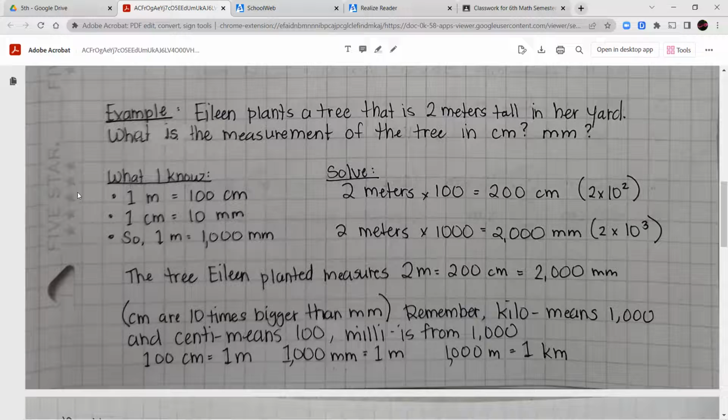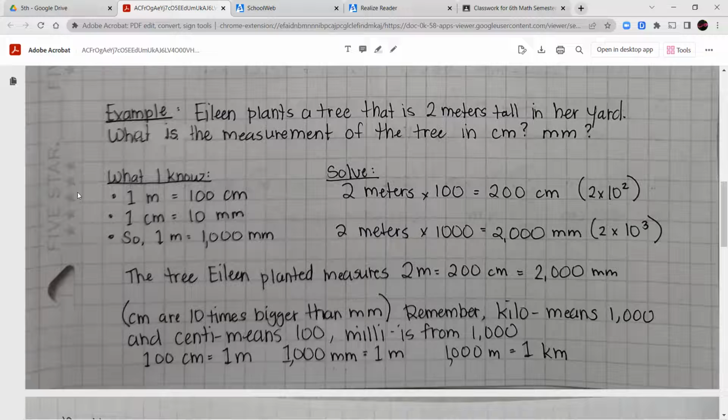Now, to solve, I want to convert 2 meters into centimeters. So I know there's 100 centimeters in a meter. So I'm going to do 2 times that 100, which is going to give me 200 centimeters, or 2 times 10 to the power of 2. To find it in millimeters, I'm going to do 2 meters times the 1,000 millimeters in 1 meter. So that's going to be 2 times 1,000, which is going to give me 2,000 millimeters. Or I can write it using powers of 10 by saying 2 times 10 to the third power.